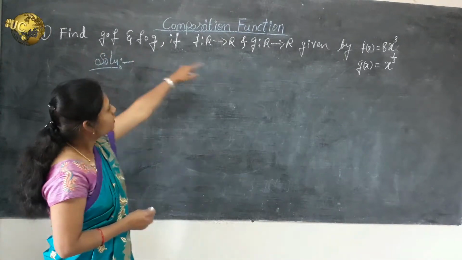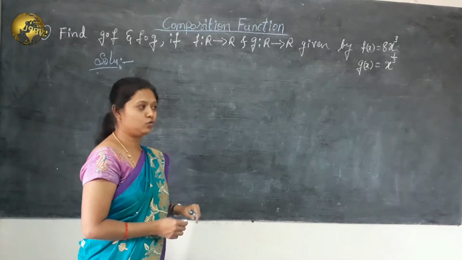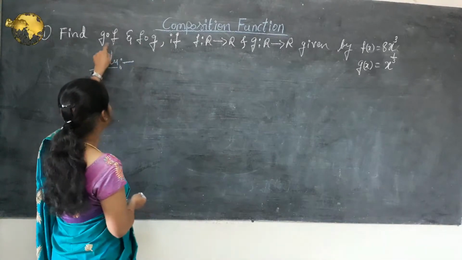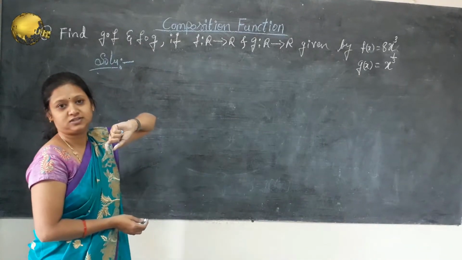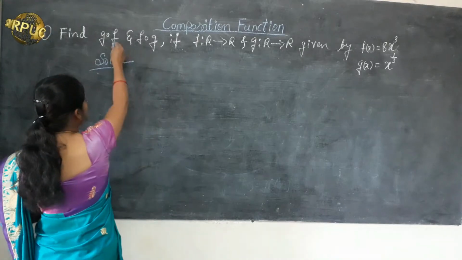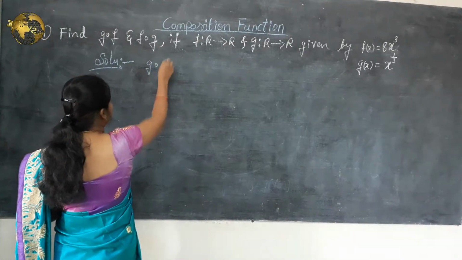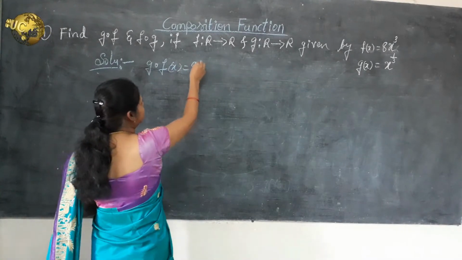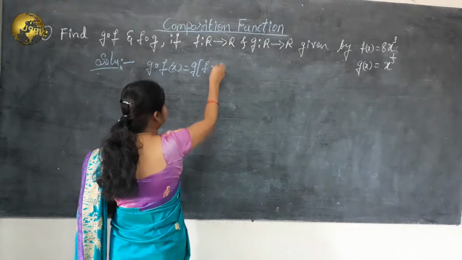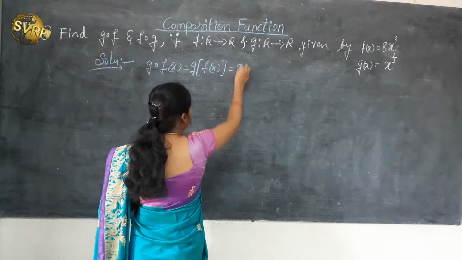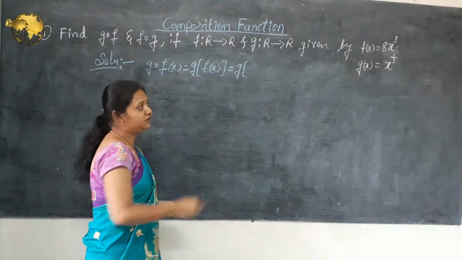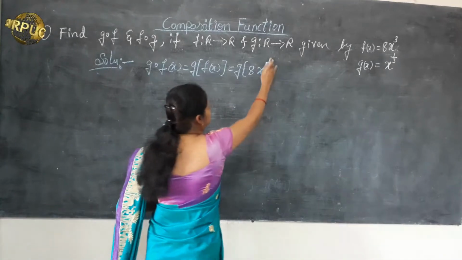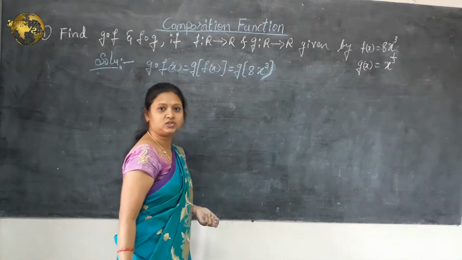One more problem, where f of x is defined as 8x cube and g of x is defined as x to the power of 1 by 3. We have to verify the same composition functions. Okay? So in the solution, first I will verify g composition f of x. That is equal to, by the same method, first I will split it as g of f of x. Now let us write the value of f of x. The value of f of x is 8x cube. Correct?